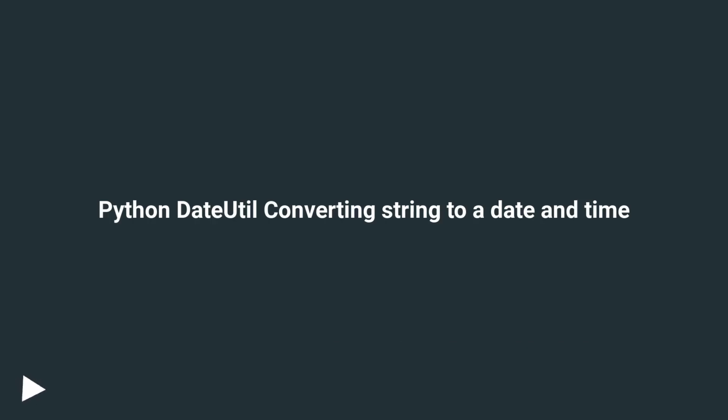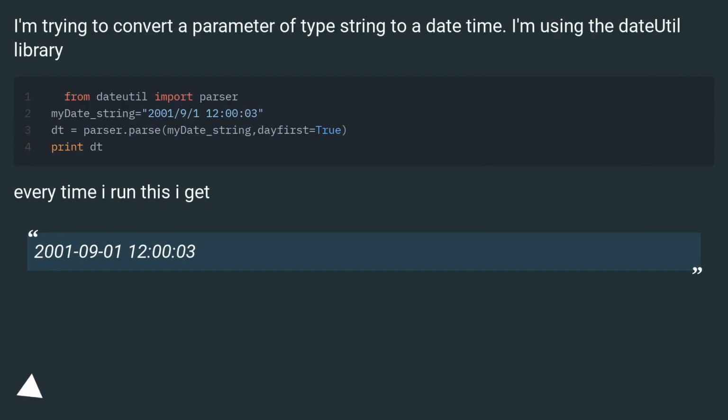Python DateUtil: converting a string to a date and time. I'm trying to convert a parameter of type string to a datetime. I'm using the DateUtil library. Every time I run this I get the 1st of September 2001, 12 hours and 3 seconds.